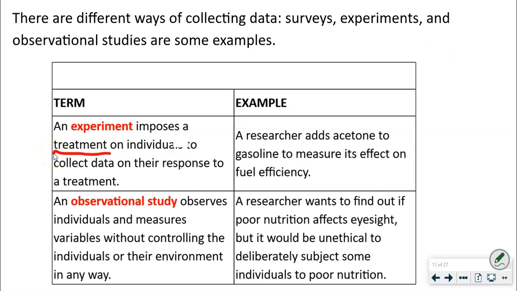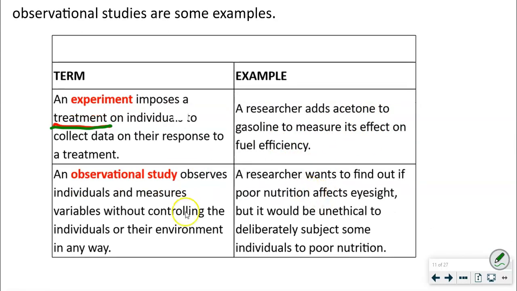Actually, I'm going to do this in a different color so y'all can really see it. A treatment on an individual. So an example of that is a researcher adds acetone to gasoline to measure its effects on fuel efficiency. So then when we're talking about an observational study, it's when they observe individuals and measure variables without controlling the individuals or their environment. So that's without control.